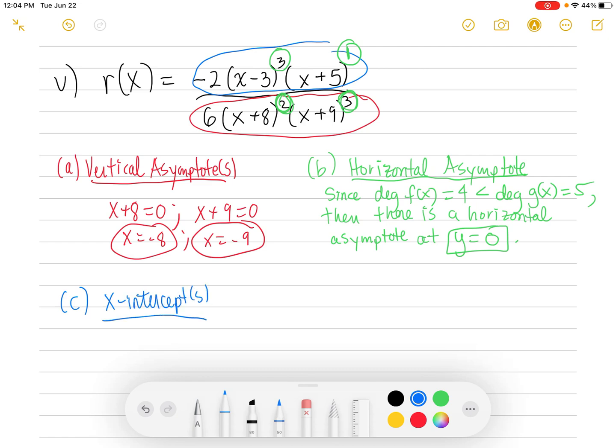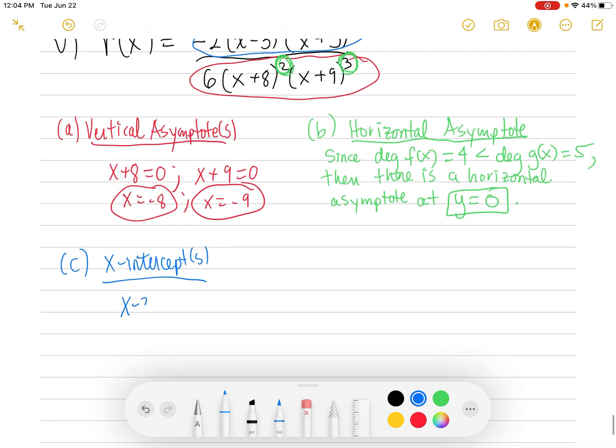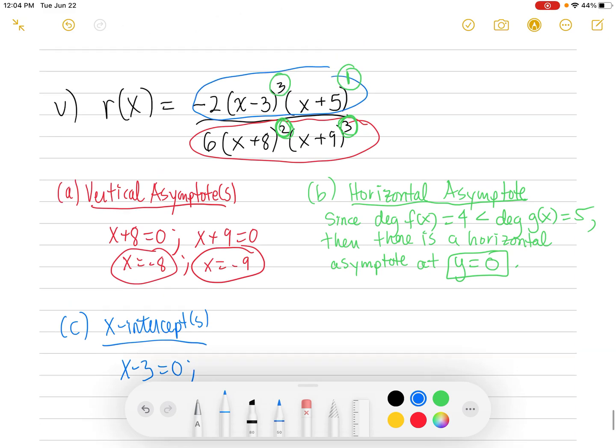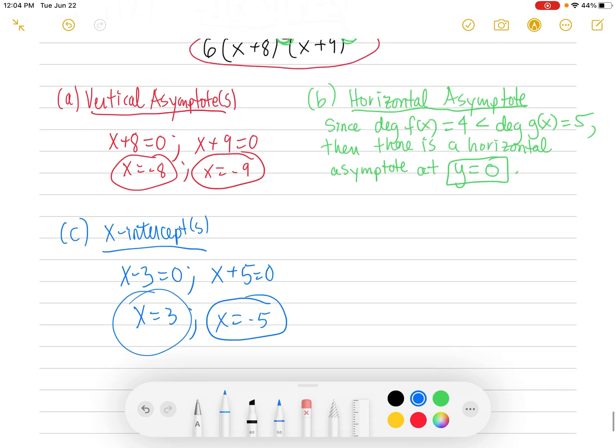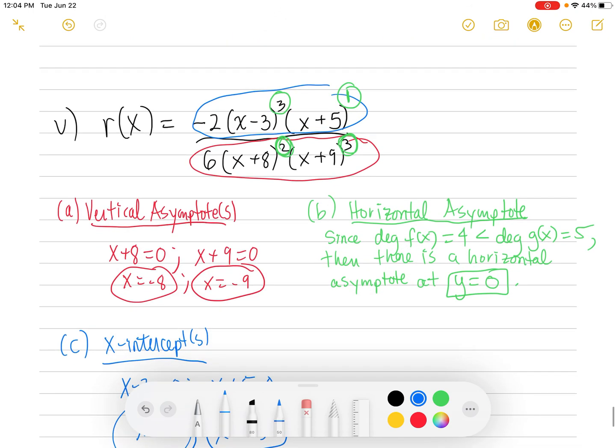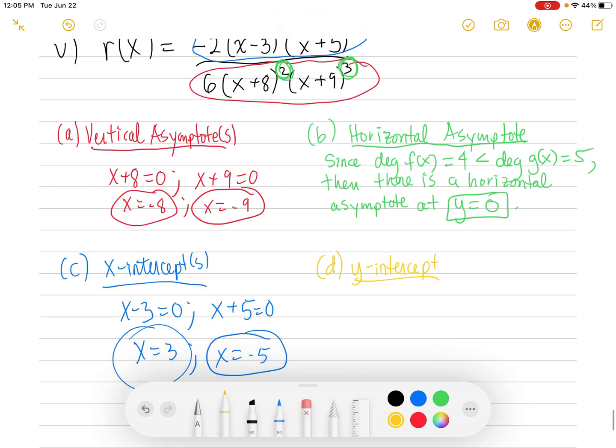Okay, now we want to do what's called the x-intercepts, if there are any. Well, you're going to take your top factors and set them equal to 0. So we're going to take x minus 3 equal to 0, and we're going to take x plus 5 equal to 0. And we'll solve each of those. With the first one, we'll add 3 to both sides. We'll get x equals 3 as an x-intercept. The second one, we'll subtract 5, and we'll get x equals minus 5 as an x-intercept. Okay, finally, we want to find our y-intercept.